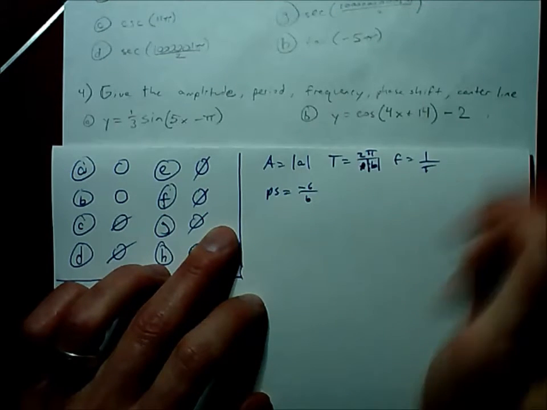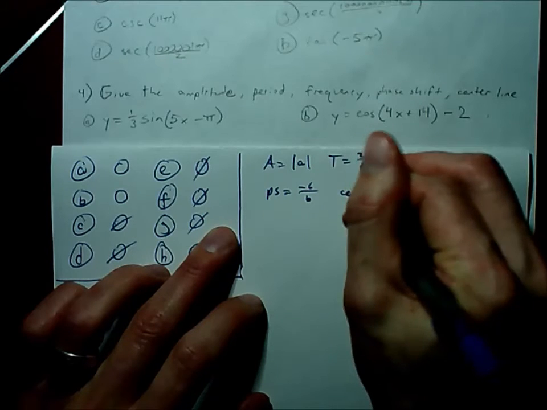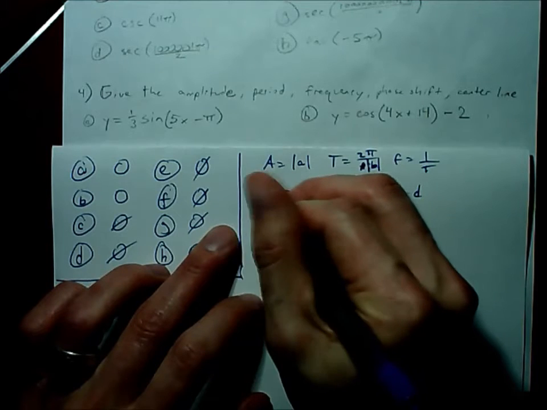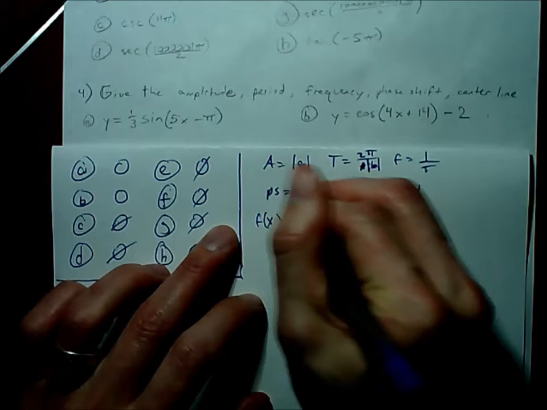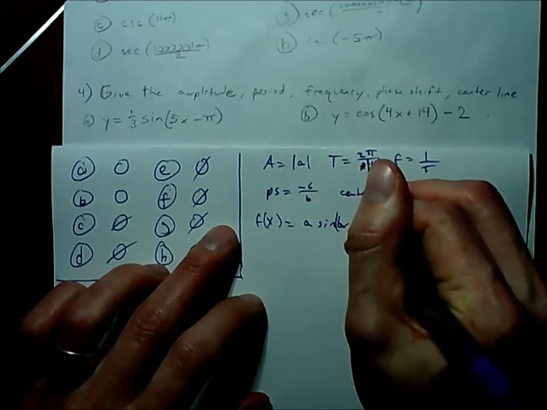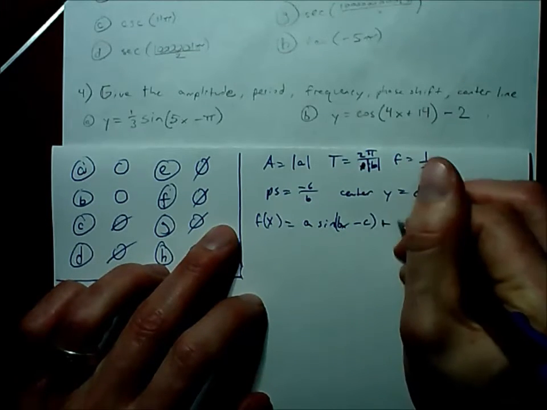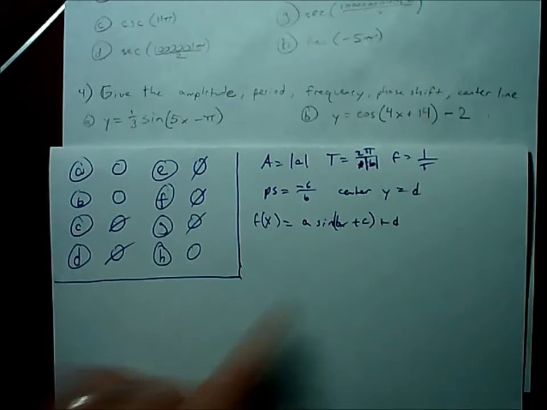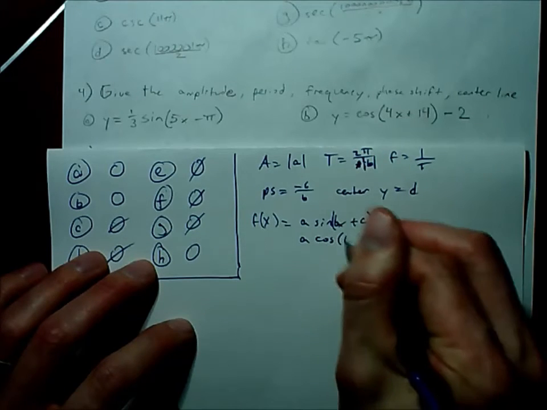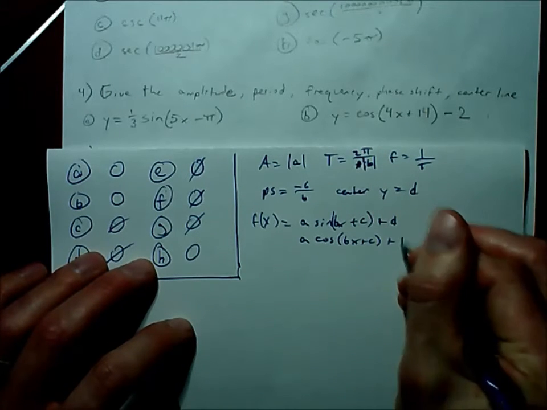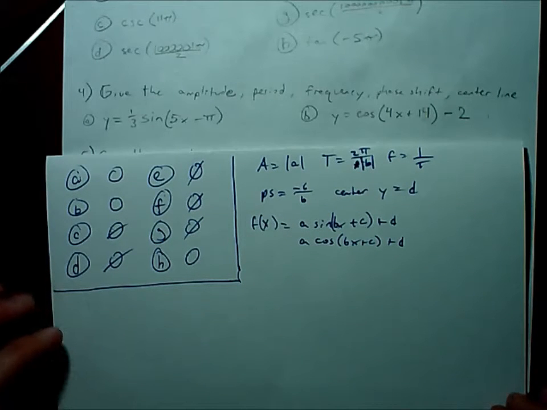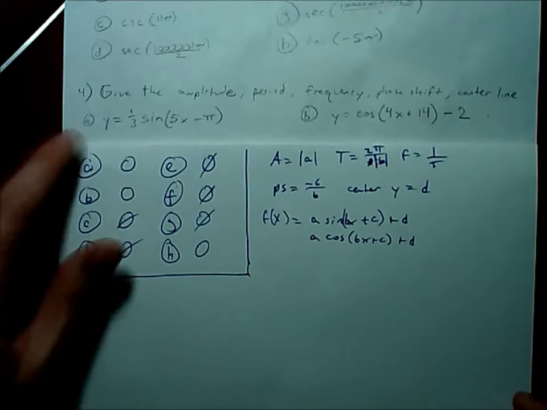And then the center line would be at y equals D. So this is for f of x equals a sine of bx minus c plus d. Actually, that's plus c. There we go. Or similarly, a times cosine of bx plus c plus d. So it could be a sine or cosine. Works either way. Okay.